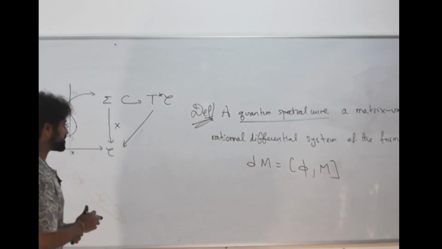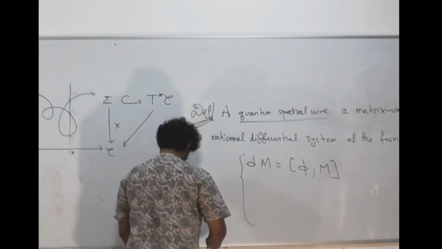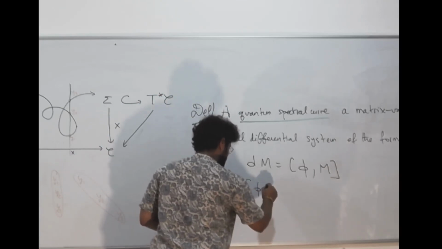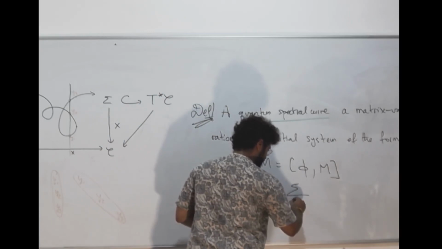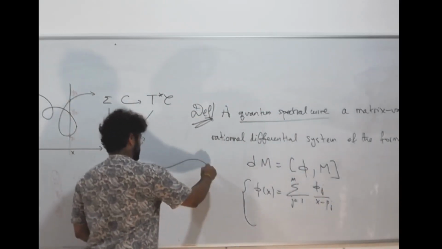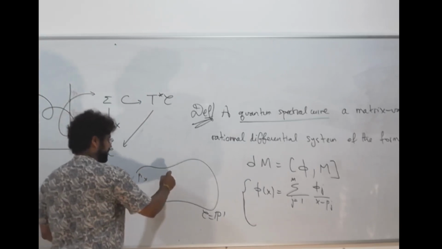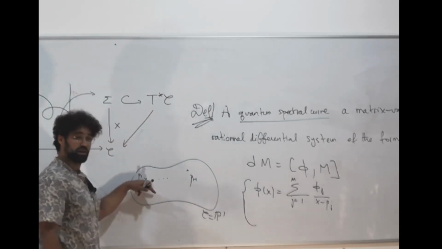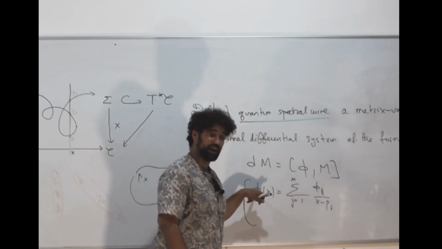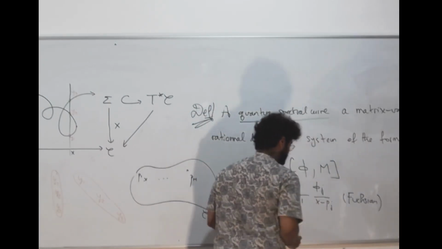Okay, so a rational differential system of the form dM equals phi M, with phi of the form sum from j equals 1 to m of phi_j over x minus p_j, okay? So if this is our Riemann sphere, you can mark a certain number of points on it, where the differential system actually has simple poles in this form, okay. The hypothesis of this form of phi is the Fuchsian hypothesis, okay.